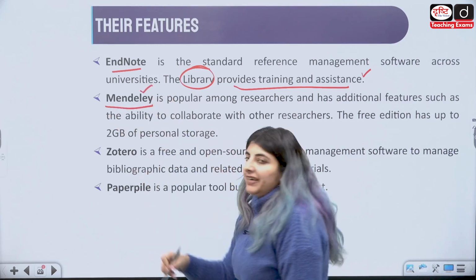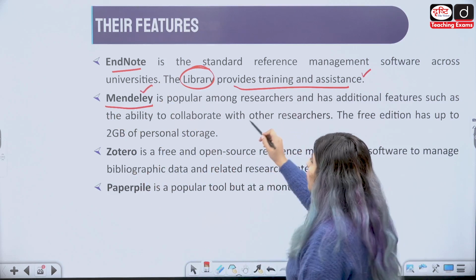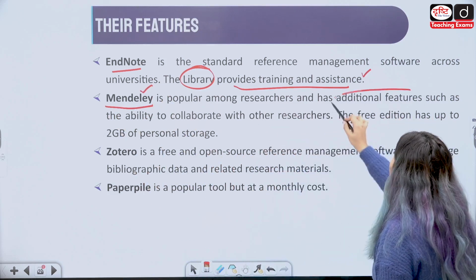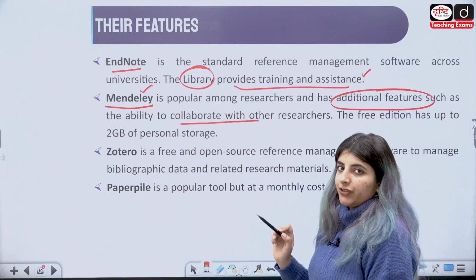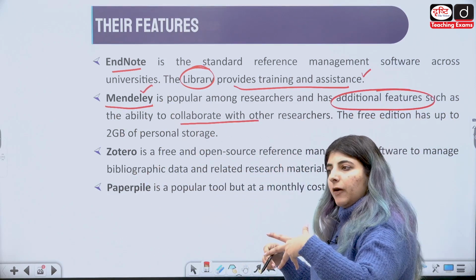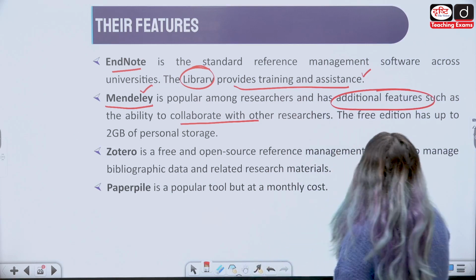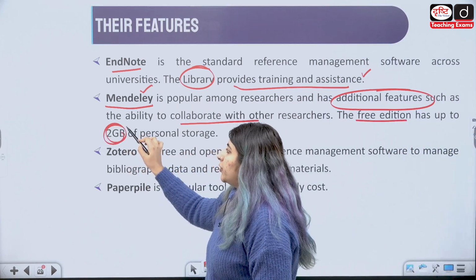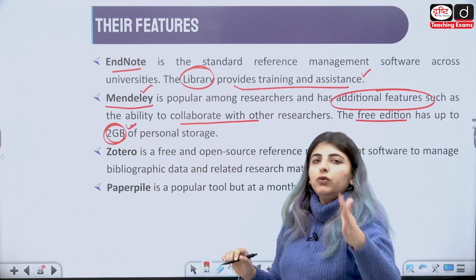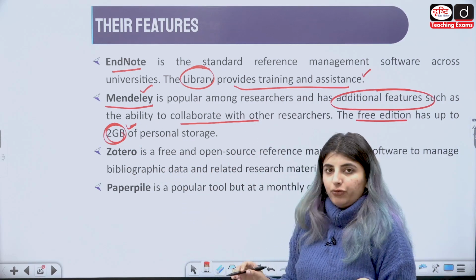Then we have Mendeley. Mendeley is popular among researchers and has additional features such as the ability to collaborate with other researchers. So here you get a collaboration source. The free edition has up to 2 GB of personal storage. After that you'll have to pay for the software, right?